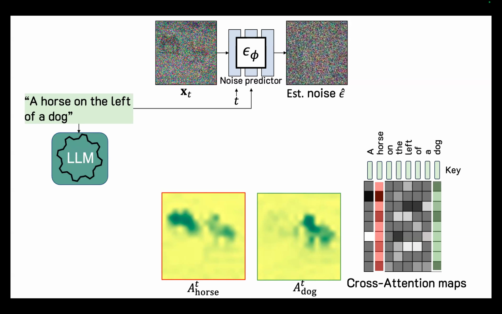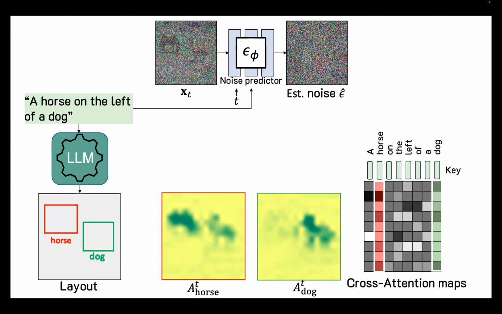So let's say we already have the visual layout from the large language model like this. What we can do is just force this attention to behave correctly. Right. So for example, I have this horse bounding box and dog bounding box. What I need to do is make sure that the attention map inside the bounding box is higher for the correct associated token, and the outside region is subtracted.